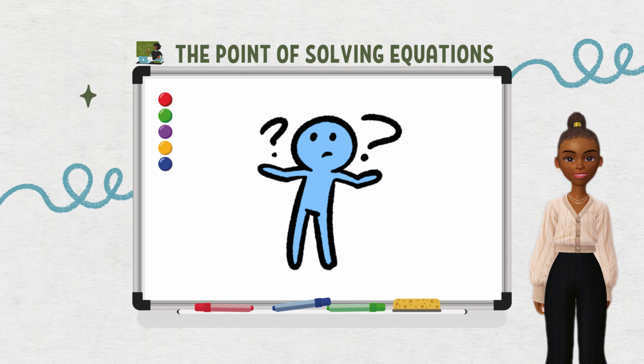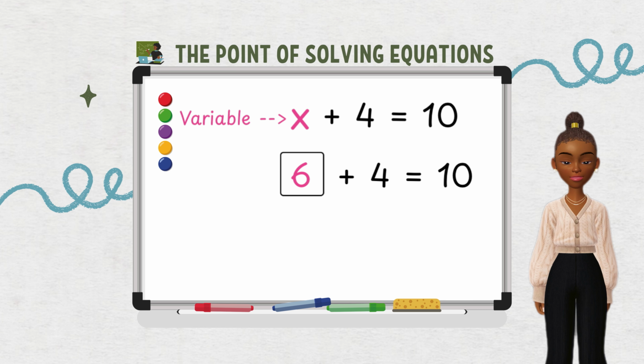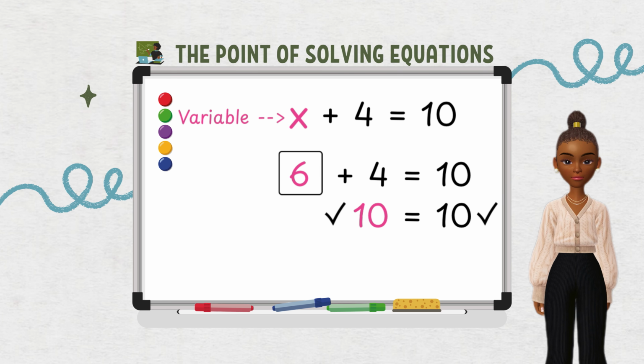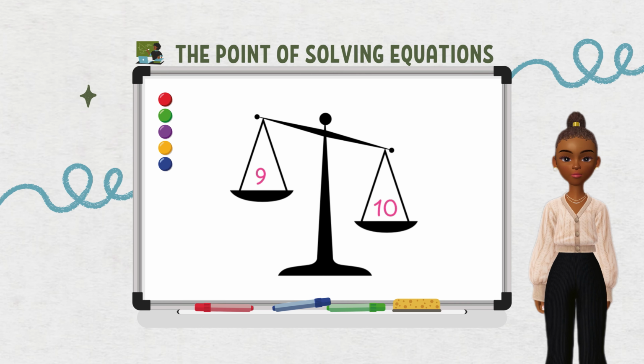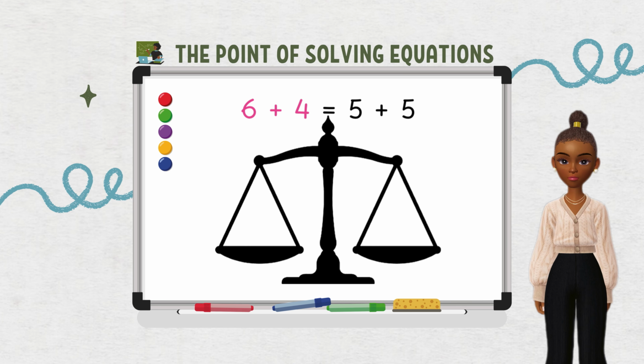So what's the point of solving equations? Solving an equation means finding the value of the variable or the blank that makes the equation true. If the value makes both sides equal, then the solution is correct. An equation is like a balanced scale. If both sides aren't equal, that means that the math is wrong. For example, 6 plus 4 equals 5 plus 5. Both sides equal 10, so the scale is balanced. When we solve equations, our goal is to keep both sides balanced while we find the value of the variable.